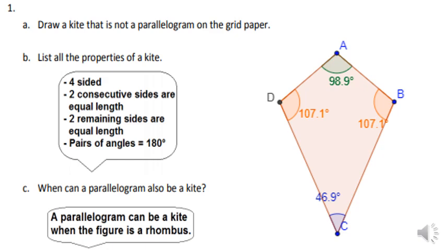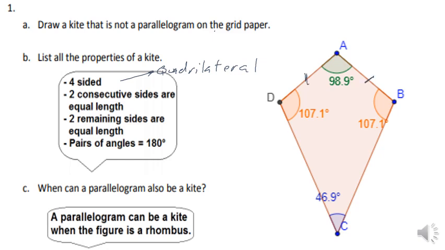Now, the one they had on my copy online was actually a regular quadrilateral, and it would not be classified as a kite because kites have specific properties. So I went ahead and inserted a picture of an actual kite. Now, let's go through these properties. Four-sided, yes. It has to be four-sided because it has to be a quadrilateral. So it definitely has to have that.